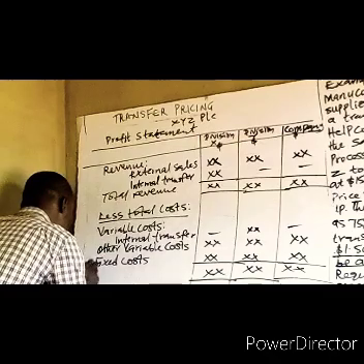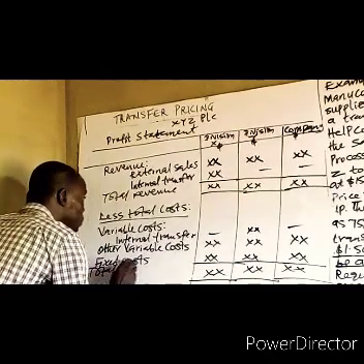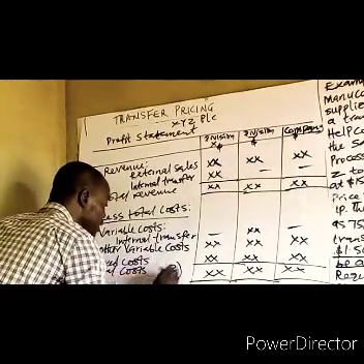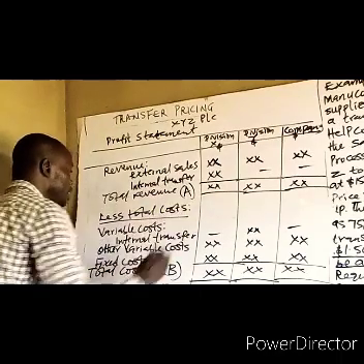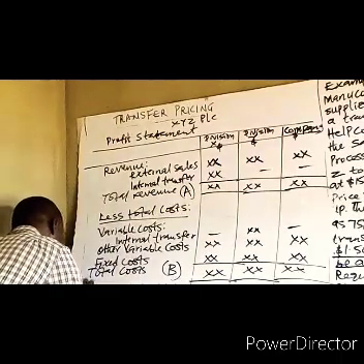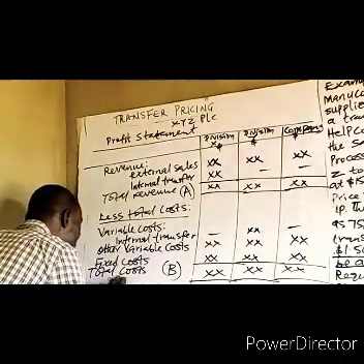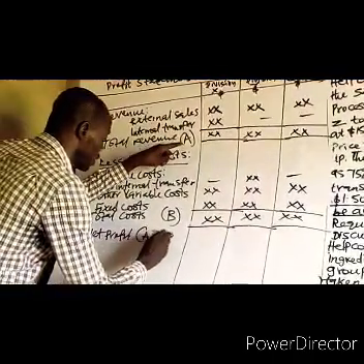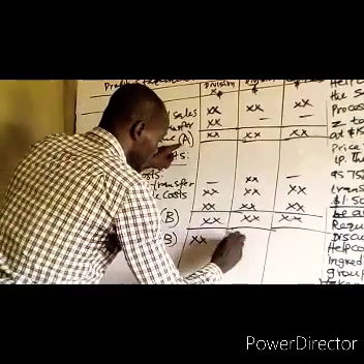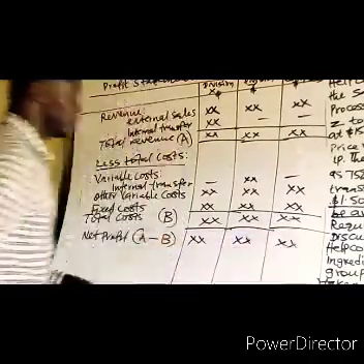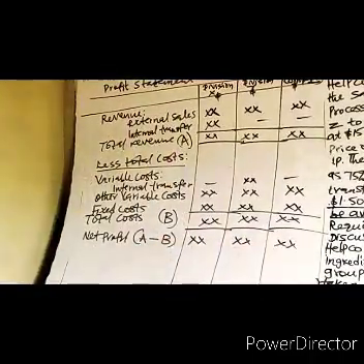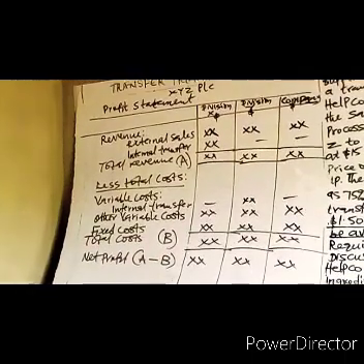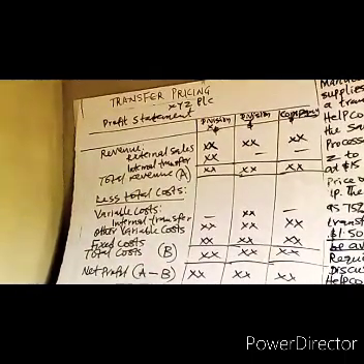That is total cost. Let me label that B, total revenue, A. Then we now have net profit. Net profit will be A, that is the total revenue minus the total cost. That will give us the net profit. Total revenue minus the total cost. That is the profit statement.